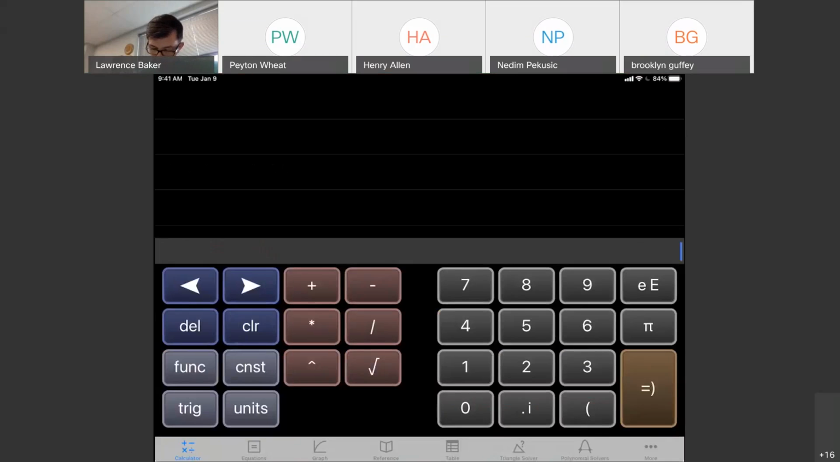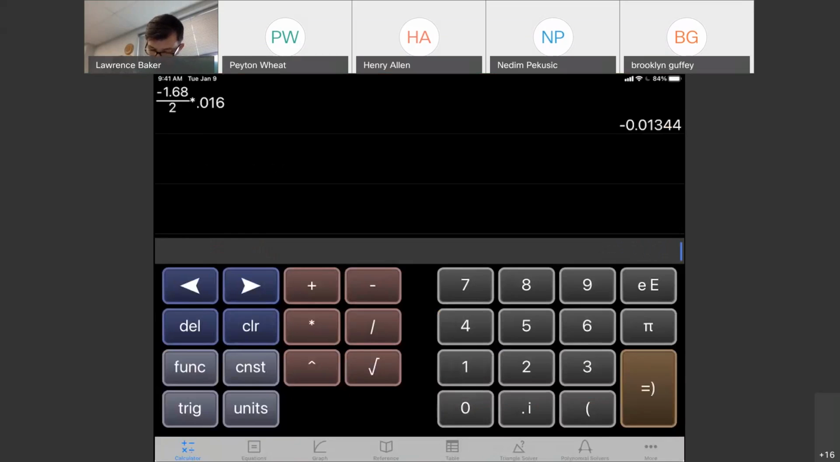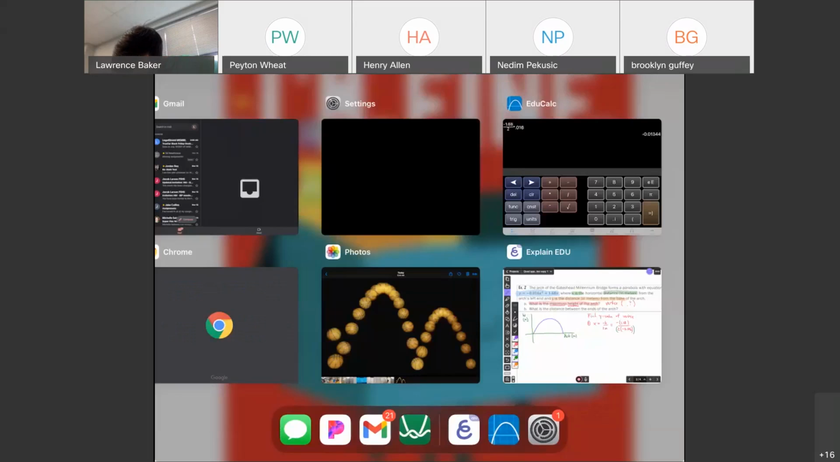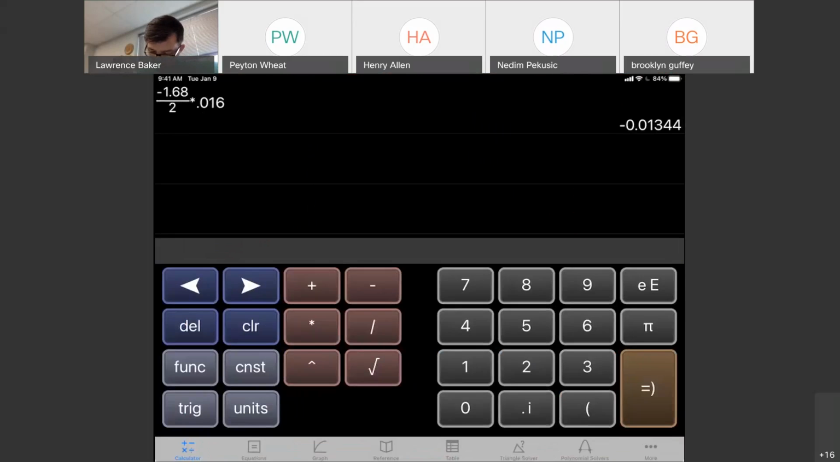So negative 1.68 divided by 2 times 0.016. All right. That wasn't right. Ouch. What did I do? I didn't close my parentheses. That was stupid. I didn't put parentheses. I just said it. I didn't do it. Parentheses. But notice how that number is just junk, right?